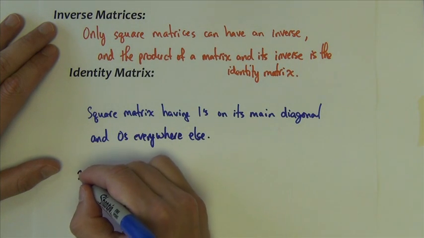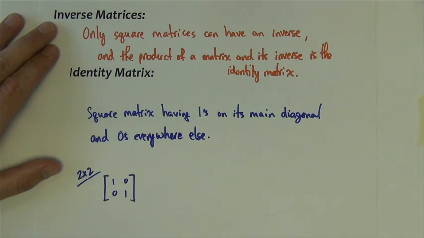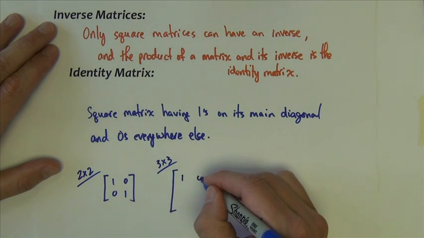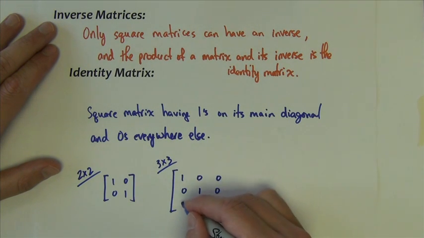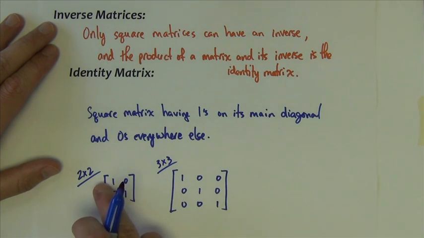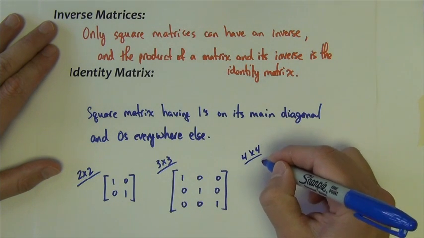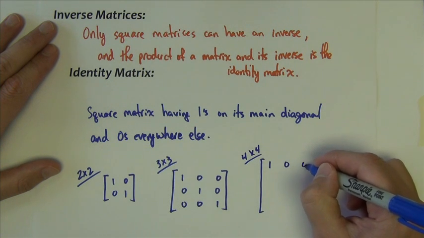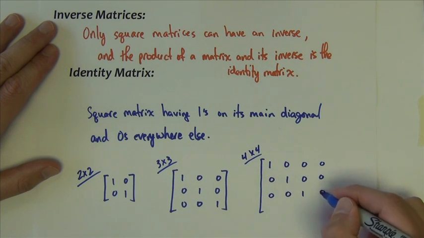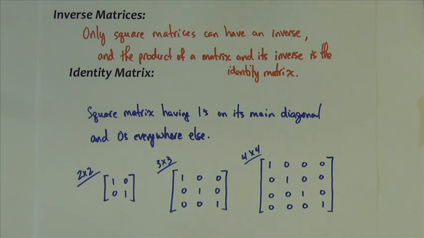Okay, so for a 2 by 2, it looks like that. For a 3 by 3, it looks like that. You can see just the ones start in the top left and go to the bottom right. That's the main diagonal. For a 4 by 4, the identity matrix would look like this one, etc. And just continue to grow from there.